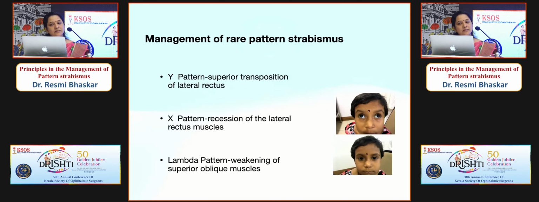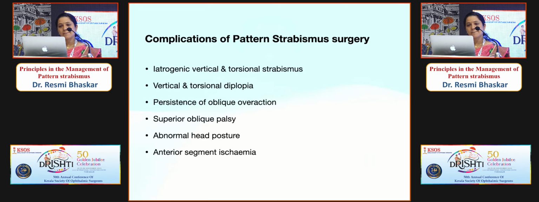Now the rare pattern strabismus management. Y pattern, here you can do a superior transposition of the lateral rectus. X pattern, if no oblique overactions are there, you do a recession of the lateral rectus alone, and in lambda pattern you can weaken the superior oblique muscles.